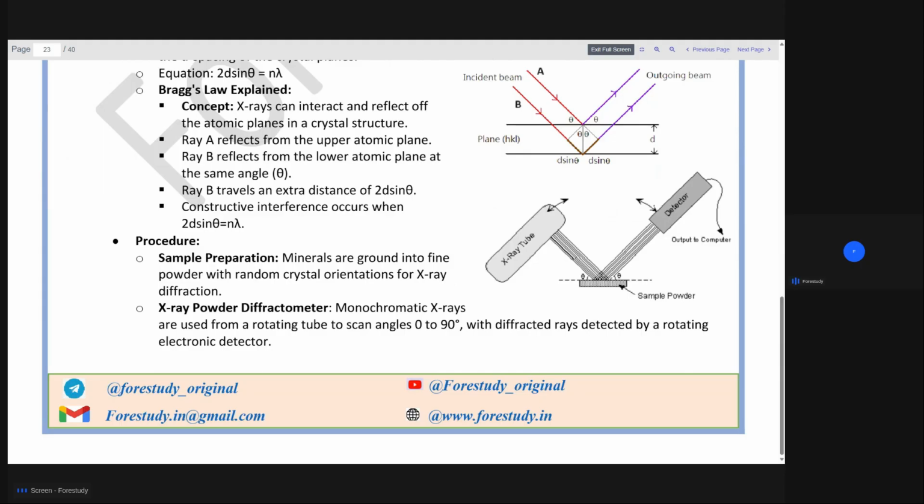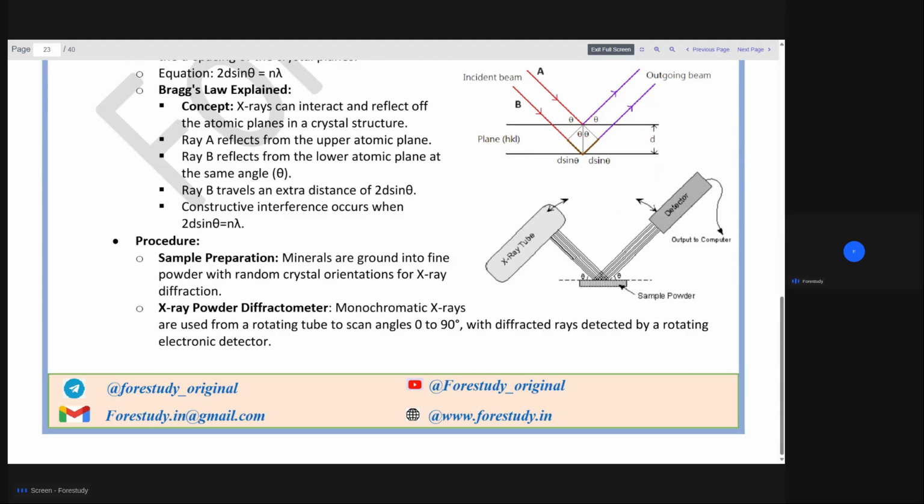For this, monochromatic light is used in the X-ray powder diffractometer, where monochromatic X-rays, monochromatic meaning just one color as opposed to black and white light, are used from a rotating tube to scan angles 0 to 90 degrees. So 0 to 90 degrees is where the scanning happens at different angles.